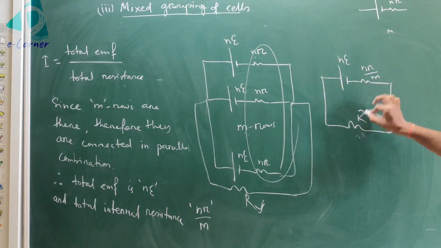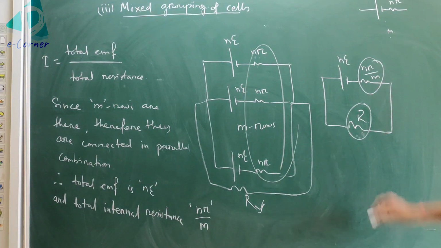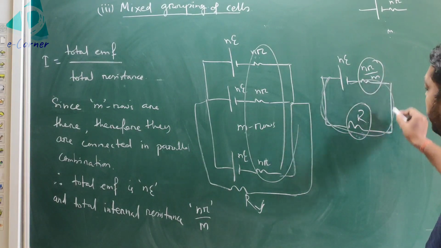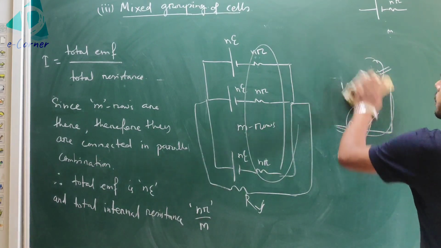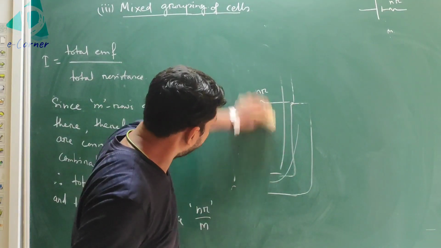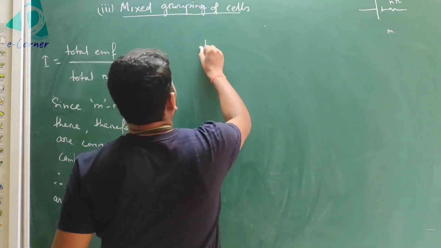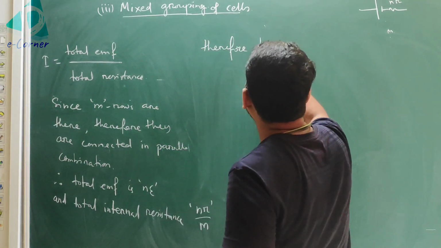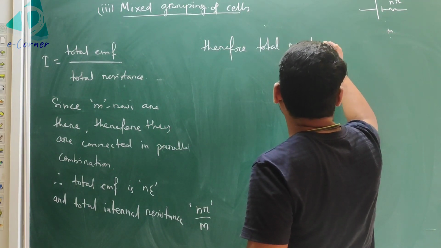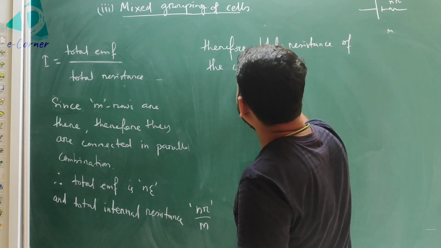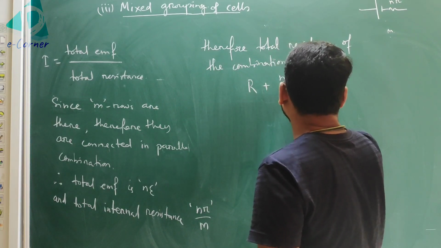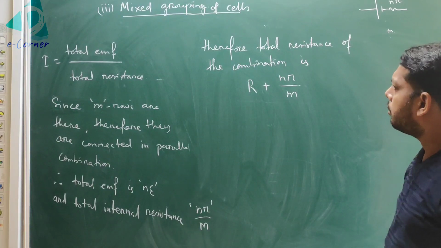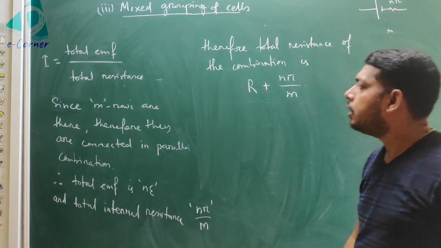So in this circuit, how much is the total resistance? This resistance plus this resistance, these two are in series connection. It looks like parallel to us, but it is not combined as parallel. It is combined in series. Got it? So we have to add this and this. So the total resistance of the combination is R plus nr upon m, where this is the external resistance, whereas this one is the total internal resistance of the combination.